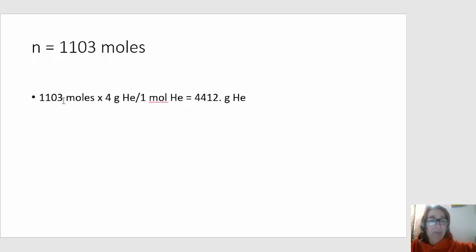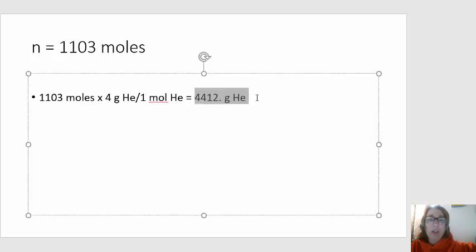And if we change those moles to mass, we do that by multiplying by the molar mass, and there are 4 grams of helium for each mole of helium, and we get 4,412 grams, or your textbook may put it in kilograms, 4.412 kilograms.